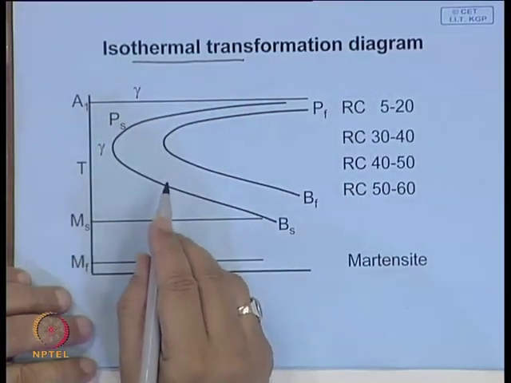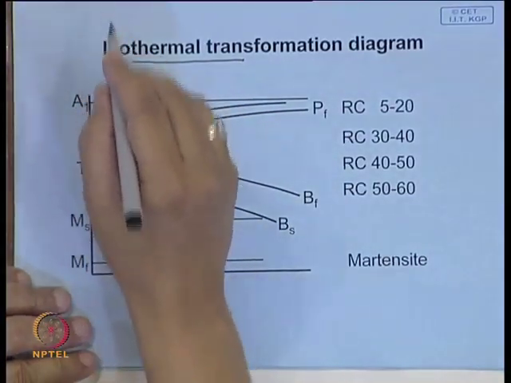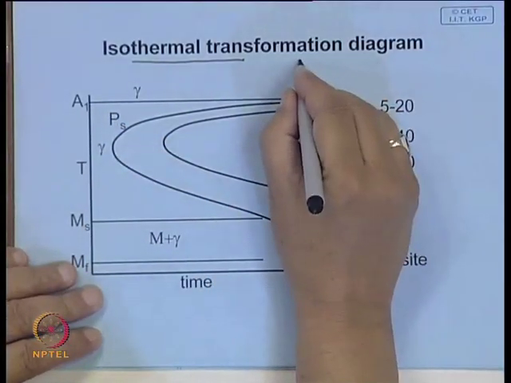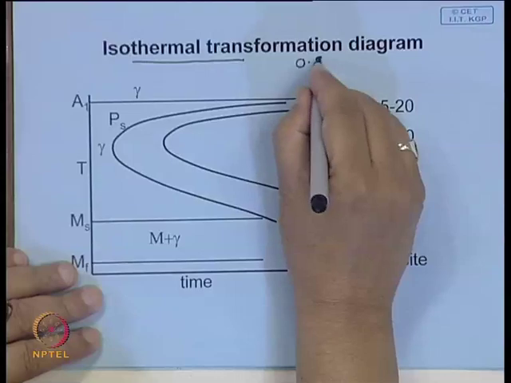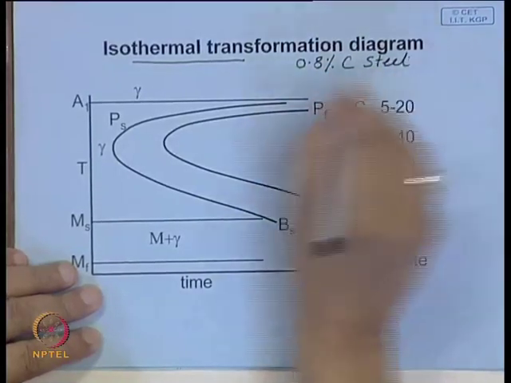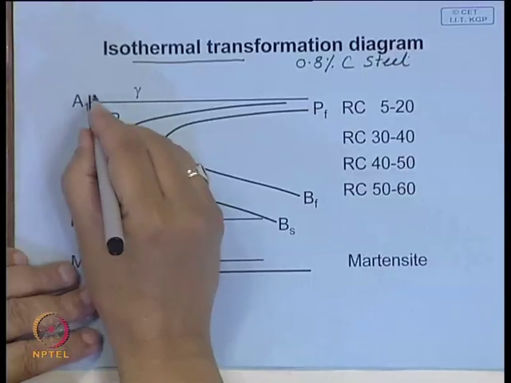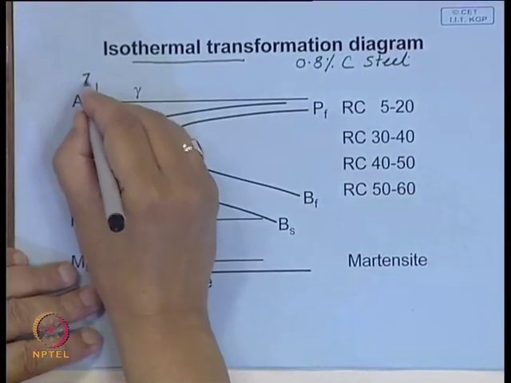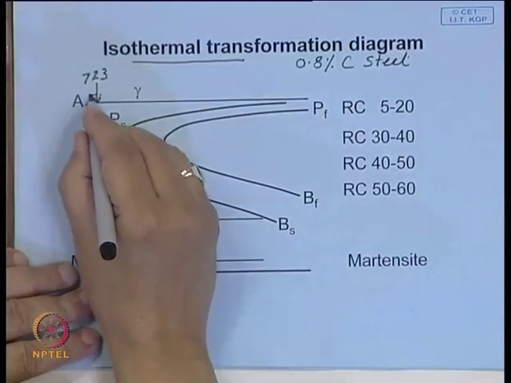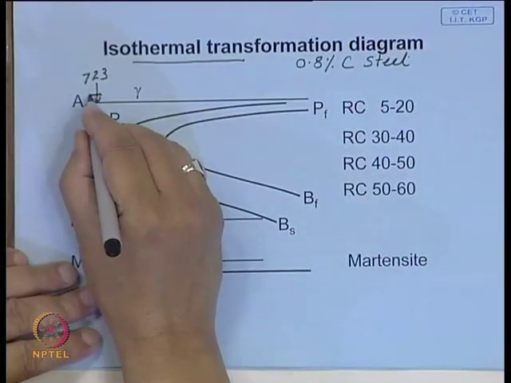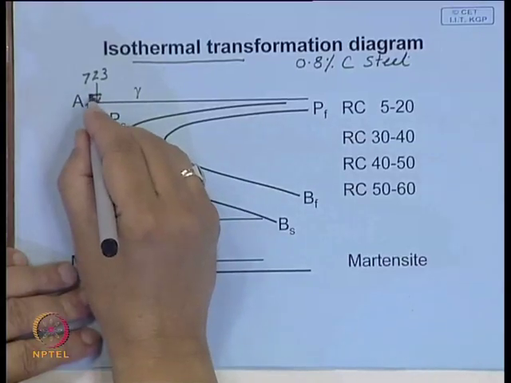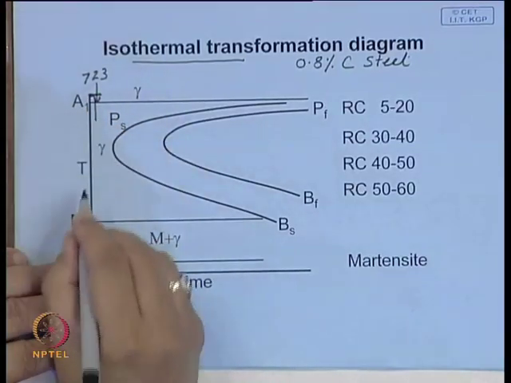We explained if you heat a steel, let us consider this for eutectoid steel, that means 0.8% carbon steel, and when you heat it above 723, this temperature is around 723 degree centigrade, say you have heated it here. After heating, once you know that it is homogeneous, you cool it to a particular temperature.